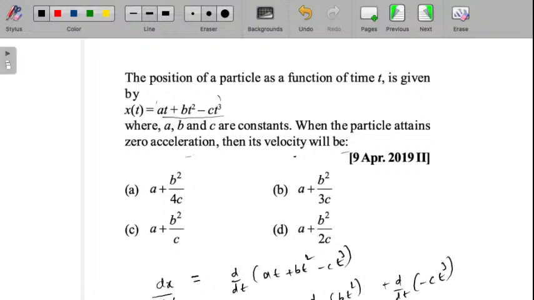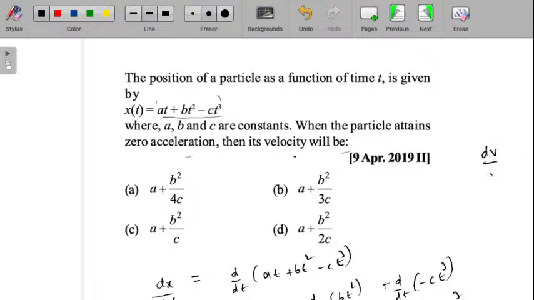Similarly, d by dt of minus ct cube, which is minus c into d by dt of t cube. n here is 3. d by dt of t cube is n x power n minus 1, where x here is t. So the relation is 2bt minus 3c into t square. This is our value dx by dt, or velocity v.